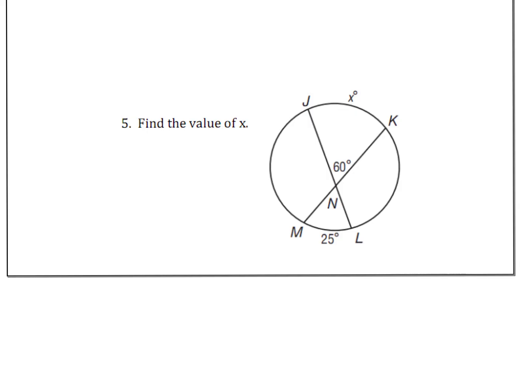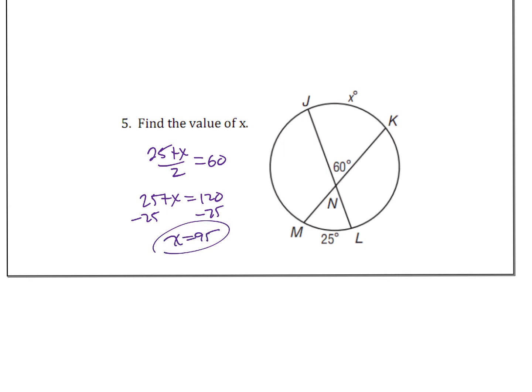One more example. I'm not 100% sure this one's in your notes. Sometimes it is, sometimes it isn't. This one I feel was similar to what we did before. So you want 25 plus x over 2 equals 60. So 25 plus x equals 120. So x will equal 95 degrees.